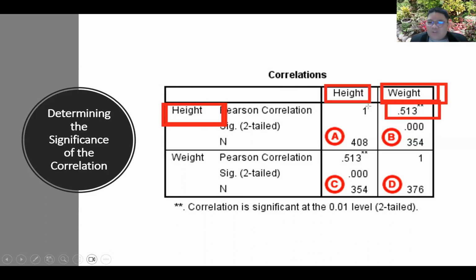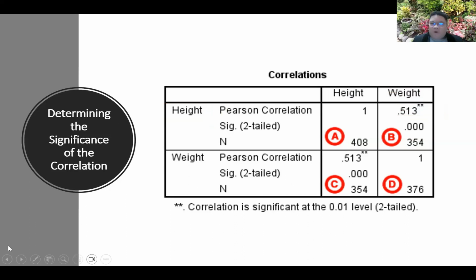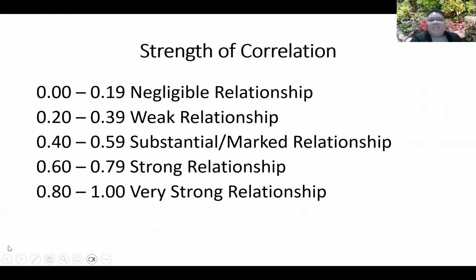Huwag nyo na pong tingnan itong dalawa kasi height and height yan. Self to self, hindi po yan very important. Yung important po is itong height and weight. The relationship between height and weight is 0.513. Now, kapag babalik ako doon sa interpretation natin, pag sinabi kong 0.513, what type of relationship is it? Is it negligible? Is it weak? Is it substantial? Strong or very strong?